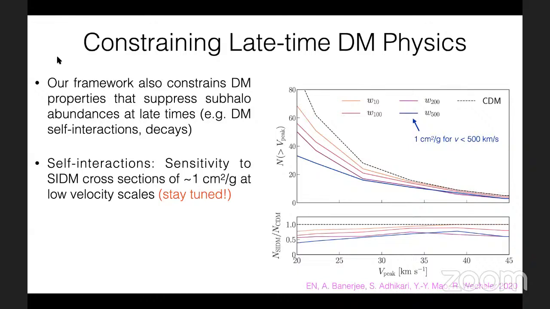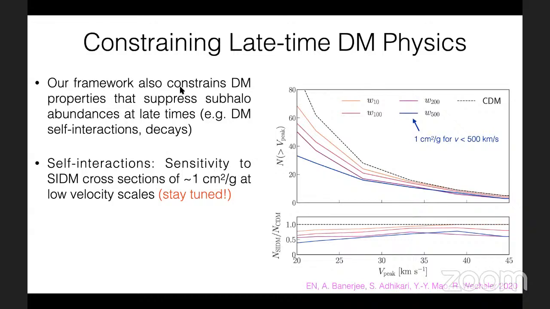And finally, all of the paradigms that I've talked about until now imprint at early times. In particular, they imprint as a suppression of the linear matter power spectrum. But there's nothing that says that dark matter can't do interesting things at late times. There are many models in which dark matter has interesting phenomenology at late times. But the cool thing is that, if that late time physics also suppresses the abundance of subhalos to some observable level, then those paradigms are also constrained by this framework.